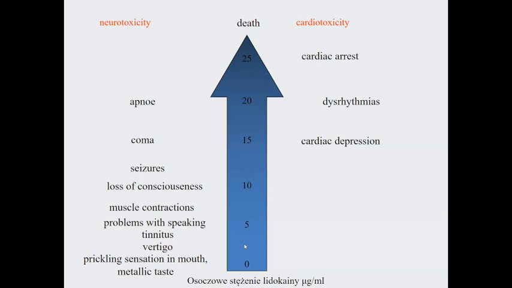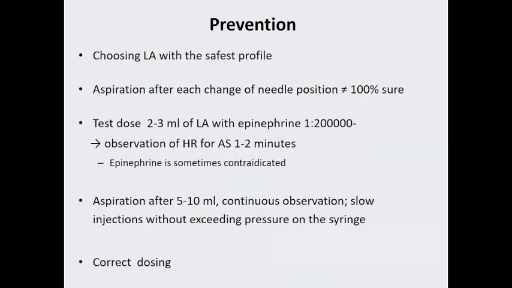But if the concentration increases, the more local anesthetic is in the blood, the more pronounced the toxicity is, and cardiac depression starts at a higher concentration of local anesthetic compared to neurotoxicity. How to prevent this? We prevent toxicity by choosing the local anesthetic with the safest profile. The safest profile for the block.